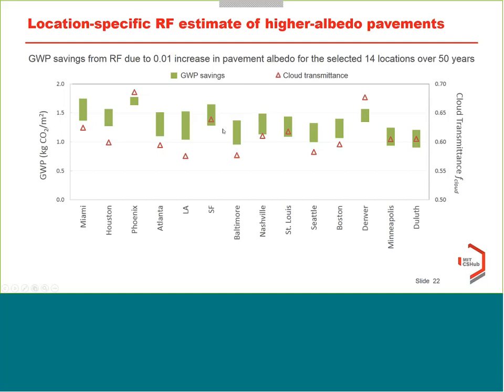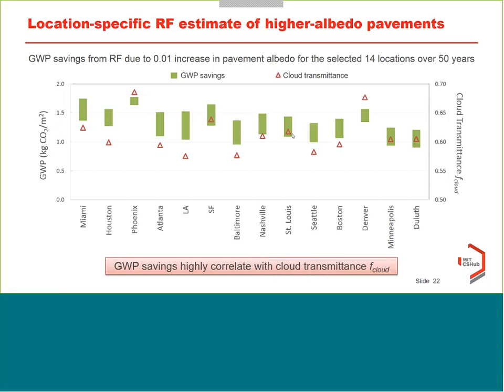So depending on the climate, the cloud transmittance is affected a lot. And what's interesting is that even places that are further north, like Denver here, if it has a high cloud transmittance, that also increases the amount of savings they get from radiative forcing, right? So no surprise, a place like Seattle has low cloud transmittance, and that also affects the amount of radiative forcing it can achieve, right? So there's a big correlation there with the amount of cloud transmittance.